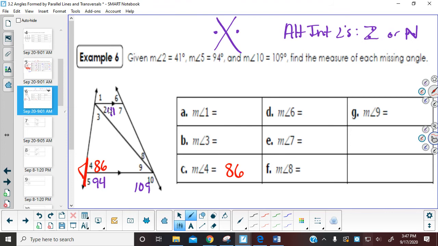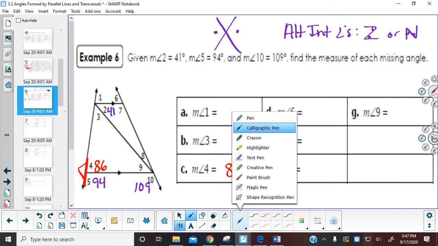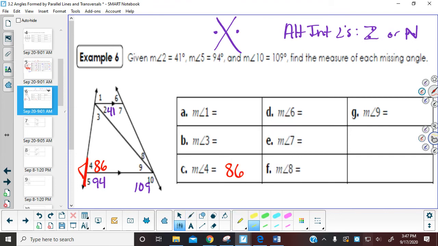The other key that I'm going to look at right now is that Z or N. Okay, so when I look at this, in the middle, I've got parallel lines, and then I've got this line here. So I've got a Z coming through the middle of my picture. What that does is that tells me I have alternate interior angles. So I've got 41 here, I've got 41 there. So angle 9 is going to be 41 degrees.